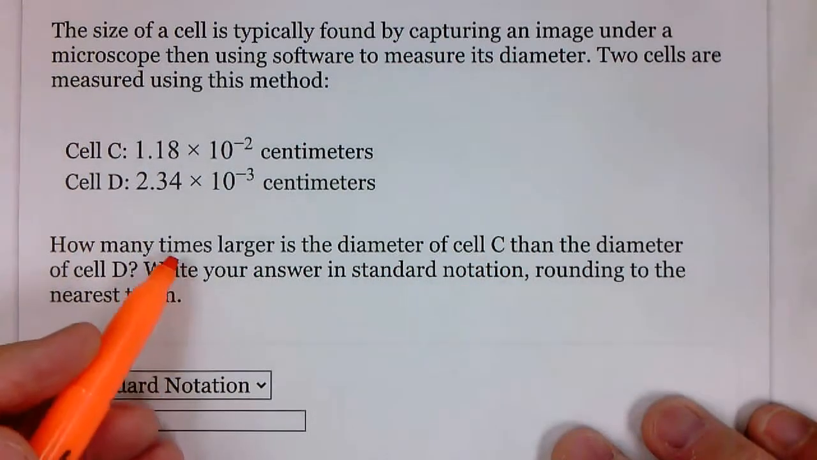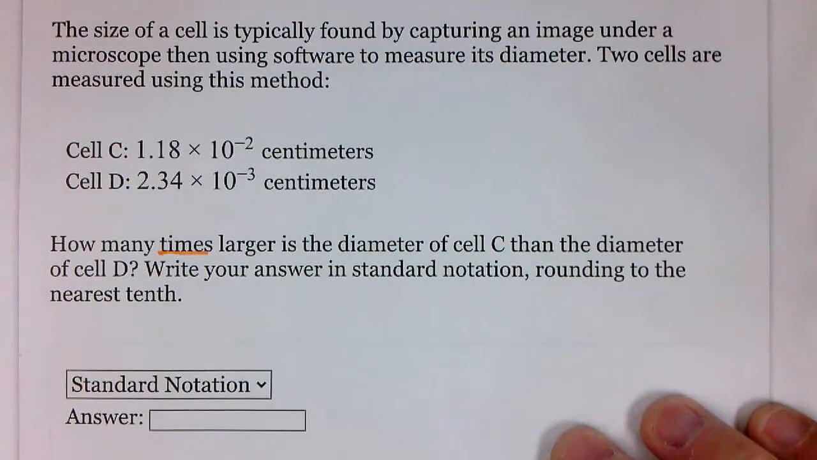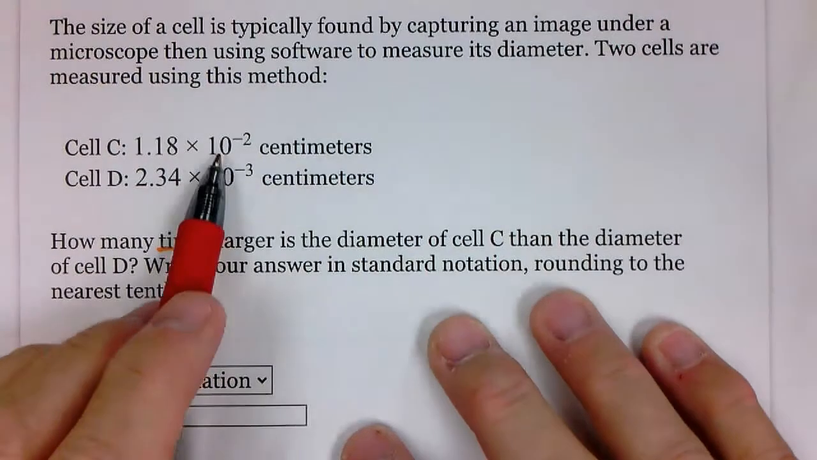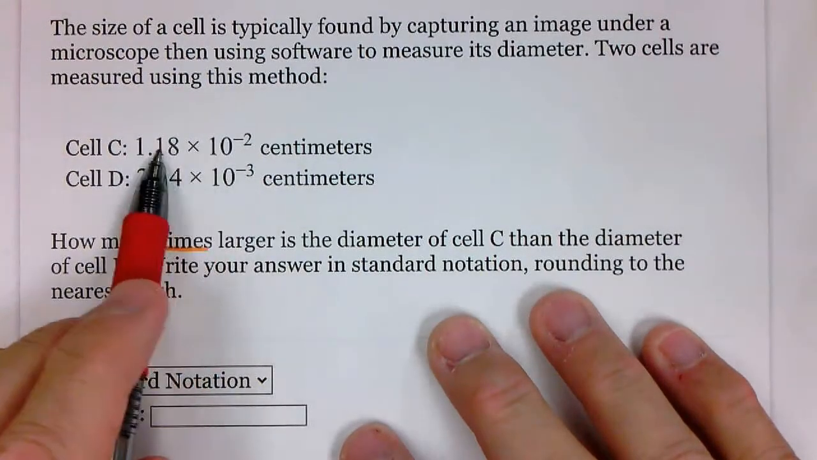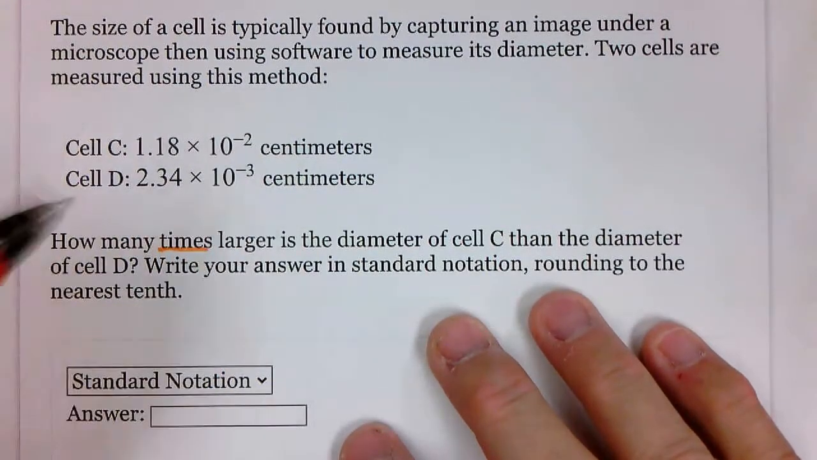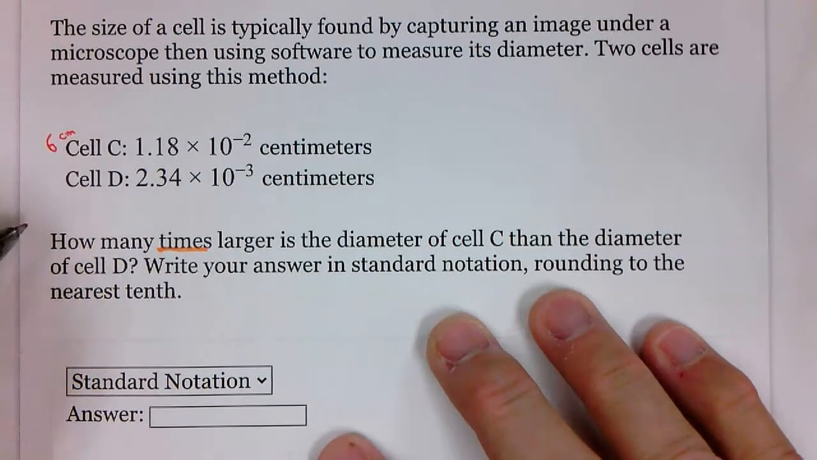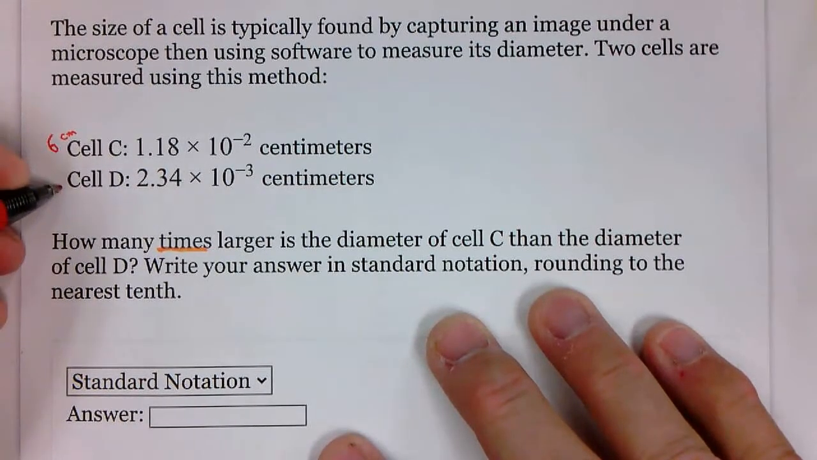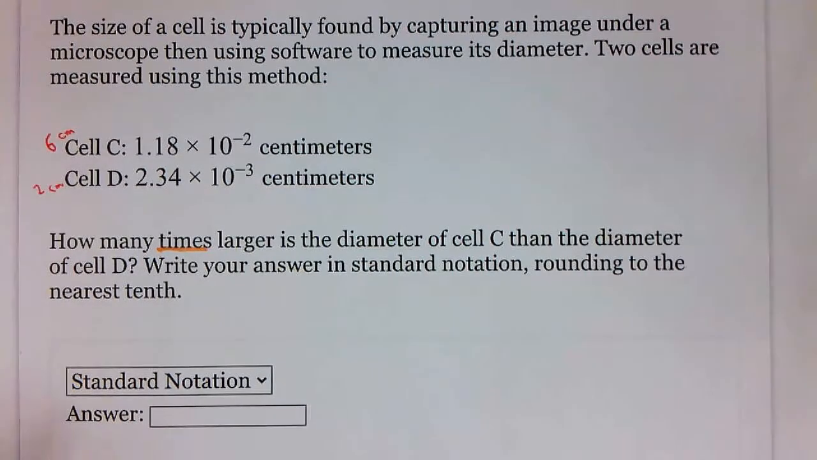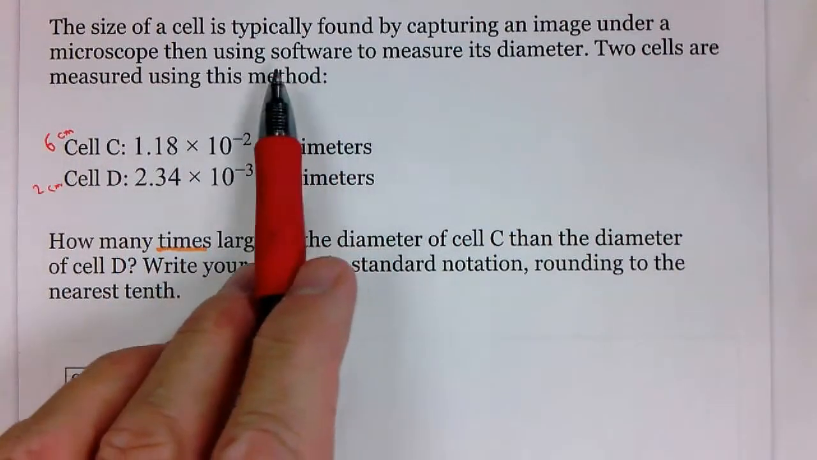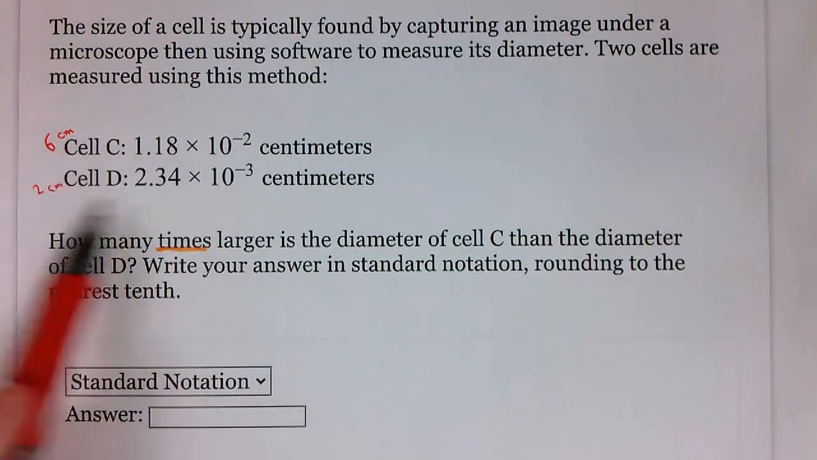So it seems like it's a times problem, but look again. When I replace these numbers, now which one is bigger? Well, cell C is bigger because it's got the bigger exponent. So I'm going to put a 6 centimeters in for cell C, and I'm going to put a 2 centimeters in for cell D. And I'm going to reread the problem. So I've still got this part up here which tells me the size of a cell is typically found, and here are the sizes.